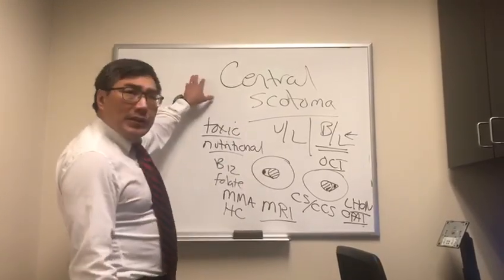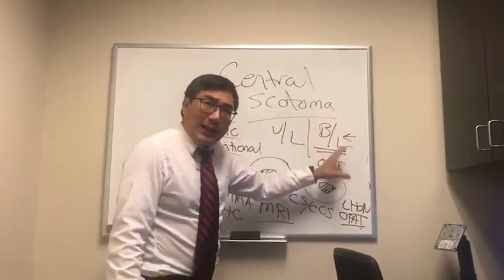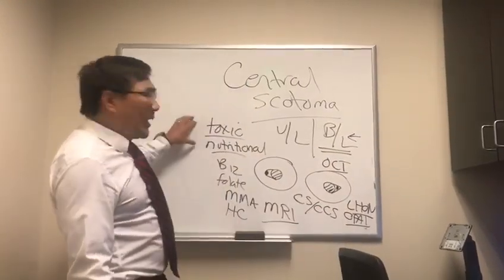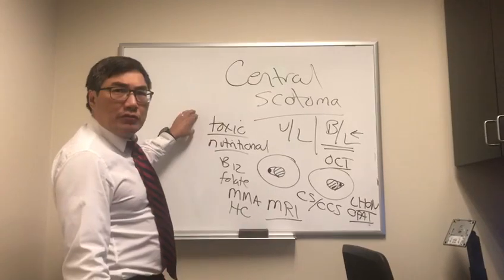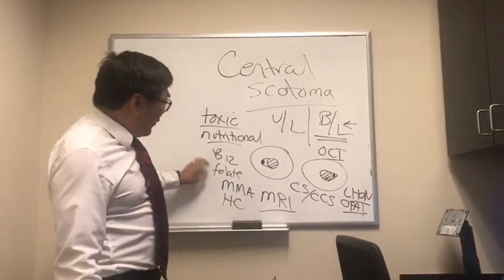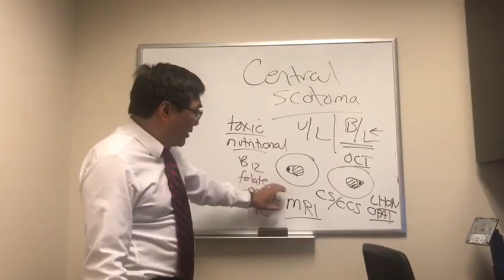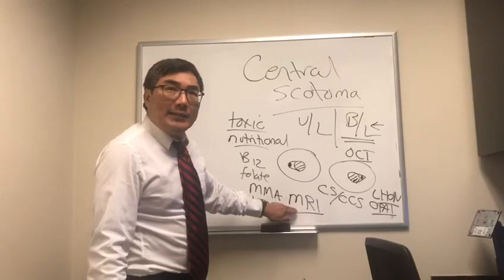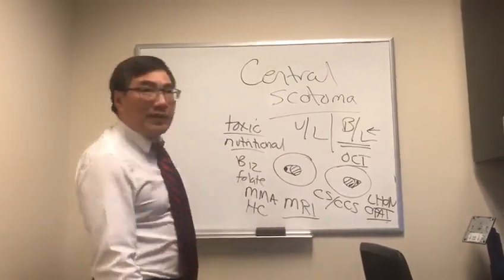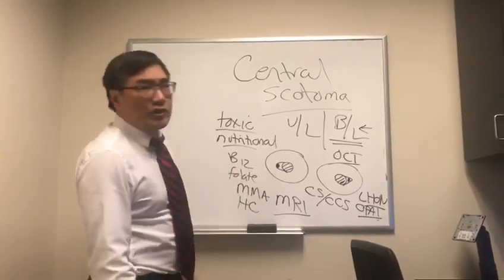So when you're dealing with a central scotoma, you'd like to know if it's unilateral or bilateral. If it's bilateral, the hereditary conditions, Leber, OPA1, and toxic nutritional: in the acute setting, methanol, in the chronic setting, alcohol. B12, folate, MMA, and homocysteine, the hemoglobin A1C of B12. Do an MRI scan, and I usually treat the patients empirically with B12 and folate while I'm waiting for the test if there's any suspicion that they have a nutritional deficiency.